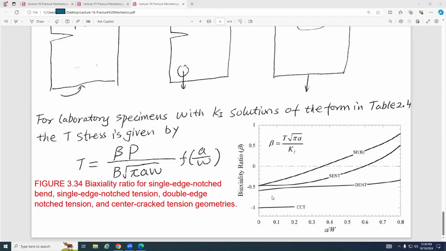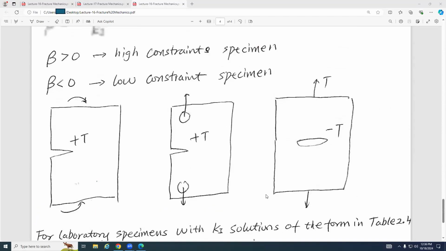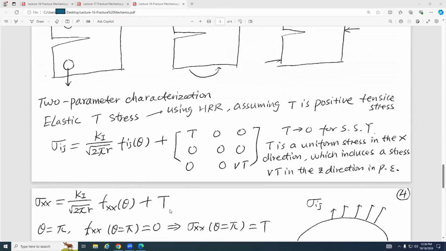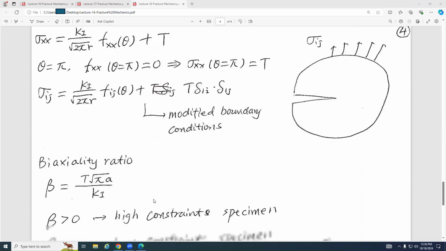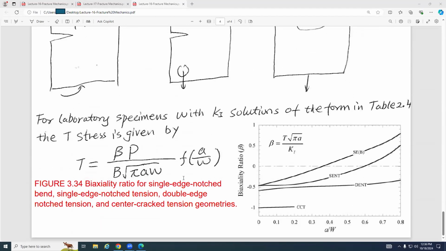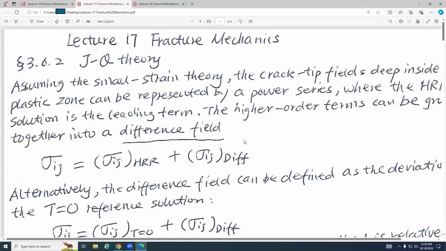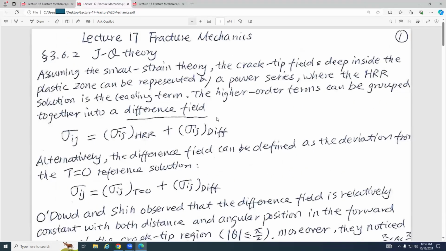Okay, so this is called KT theory, guys. Can you write it down? For this model, we need Ki and we need T in order to describe the crack tip field. Then we look at our next model, which is called JQ theory. The JQ theory.